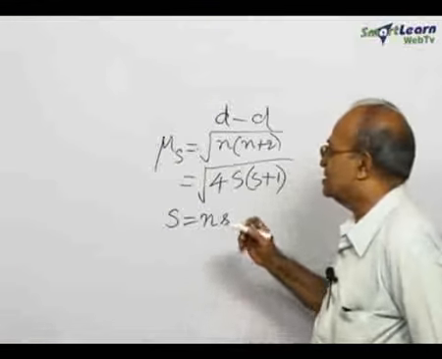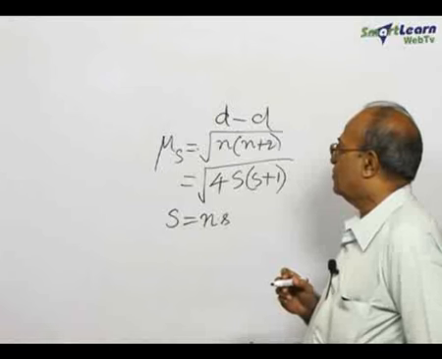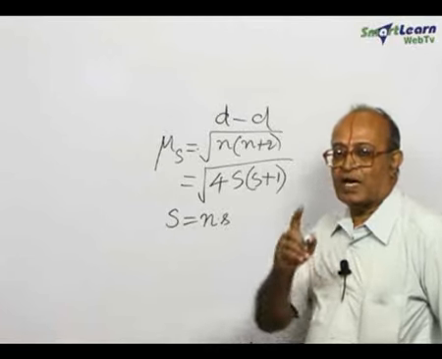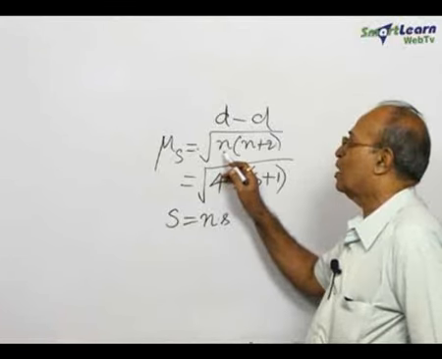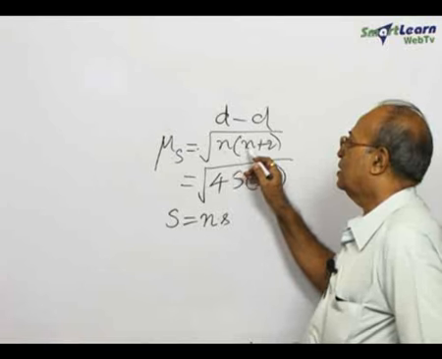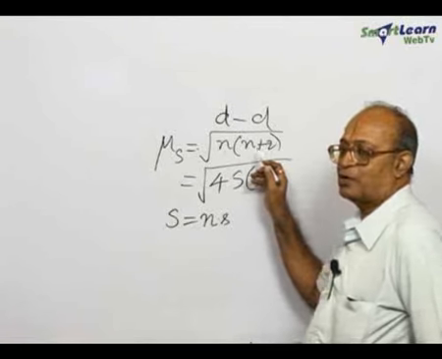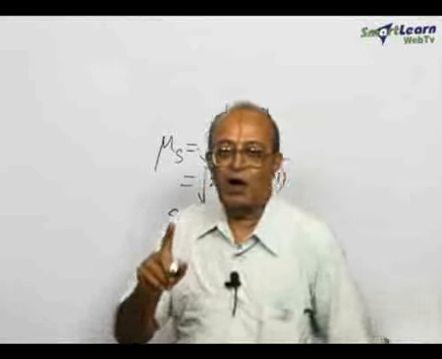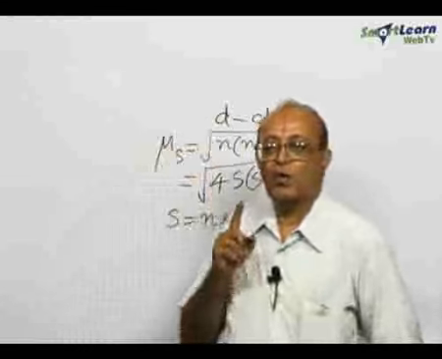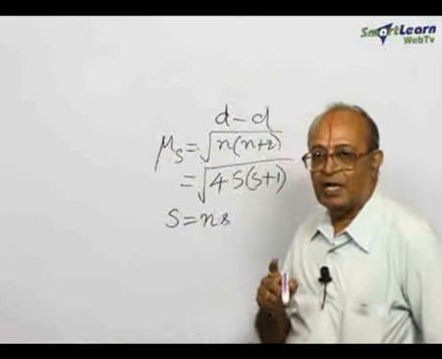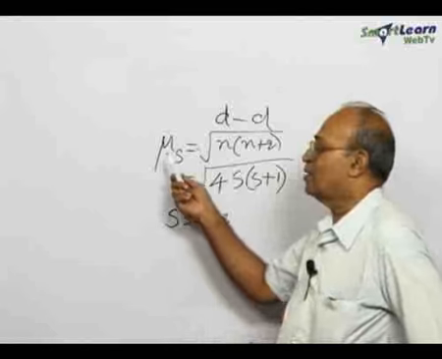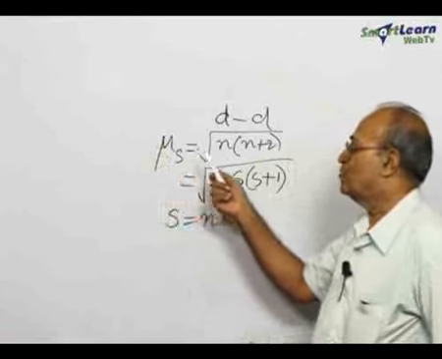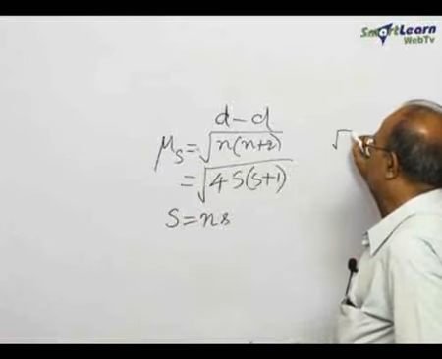For example, let us consider the first expression, root of n into n plus 2. If there is one unpaired electron, n equal to 1. So, 1 into 1 plus 2, that is 1 into 3, root 3. If a compound contains one unpaired electron, then the paramagnetic moment, spin only magnetic moment, will correspond to root 3.